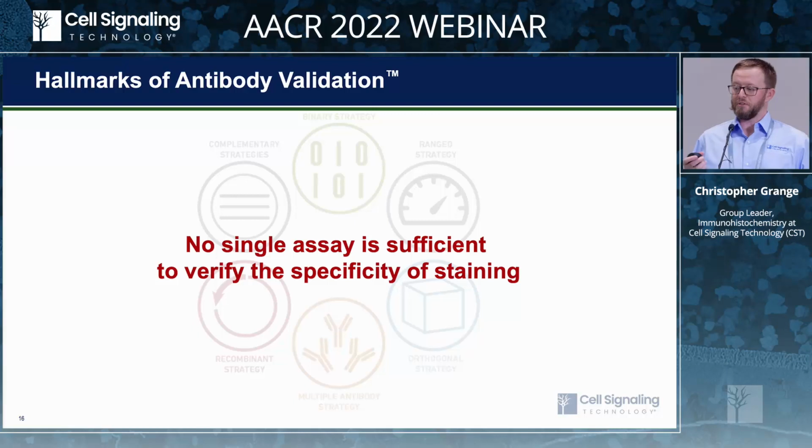And I just wanted to leave you with this statement, which we always say, that no single assay is sufficient to verify the specificity of staining, and also to reiterate that all of our antibodies that are validated and recommended for IHC are very likely to work on the spatial imaging platforms that you'll be hearing about this week.